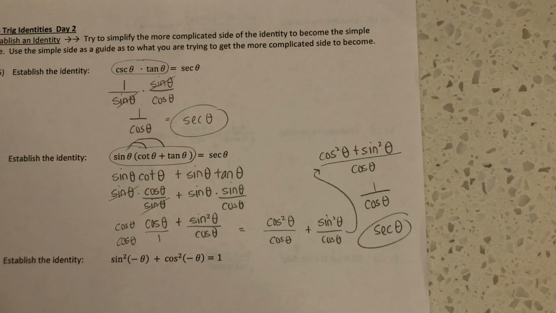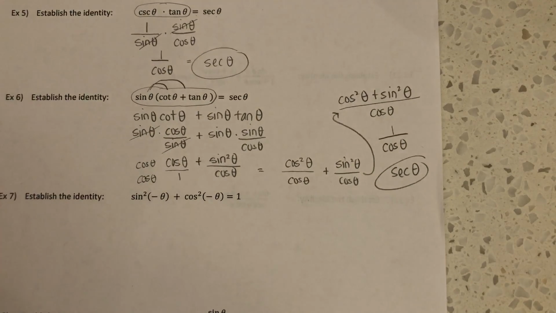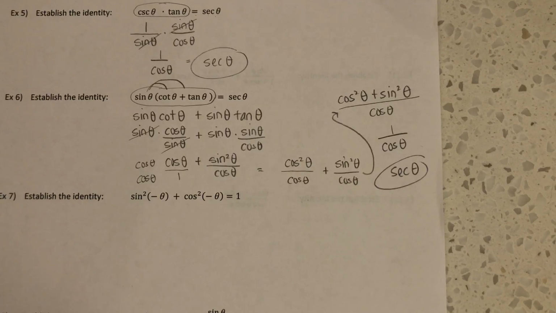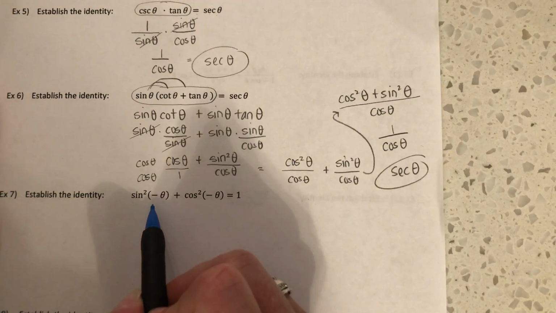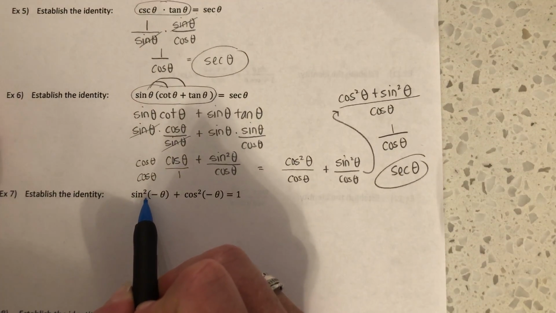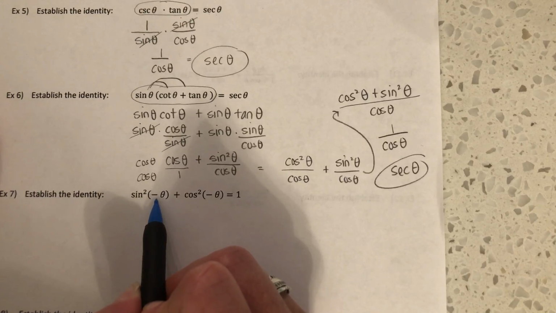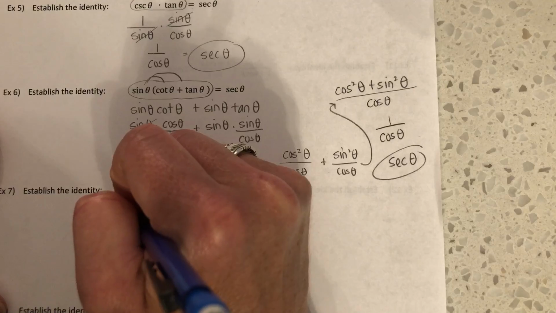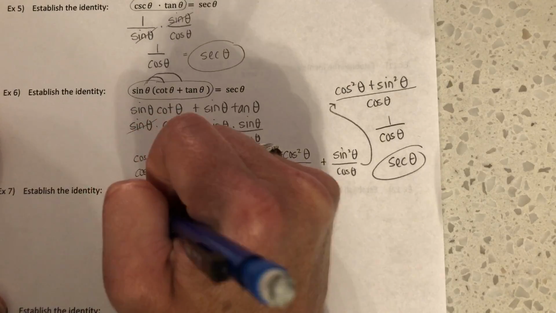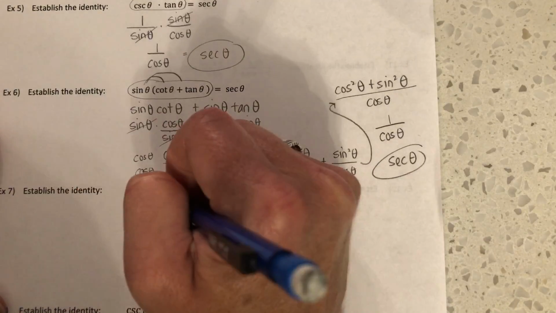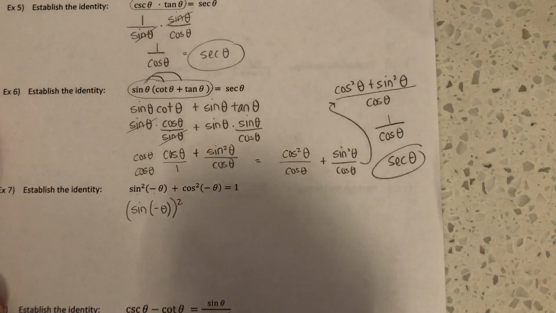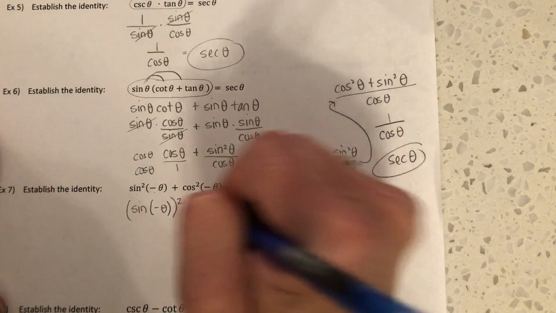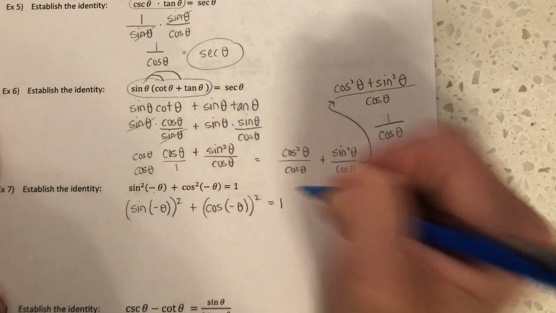All right, look at the next one. Sine squared negative theta plus cosine squared negative theta equals 1. Well, again, you have to understand what this means. This is sine negative theta squared. It's sine negative theta times itself twice. So it's really sine negative theta squared, that's what this really means. And then plus cosine negative theta squared equals 1.